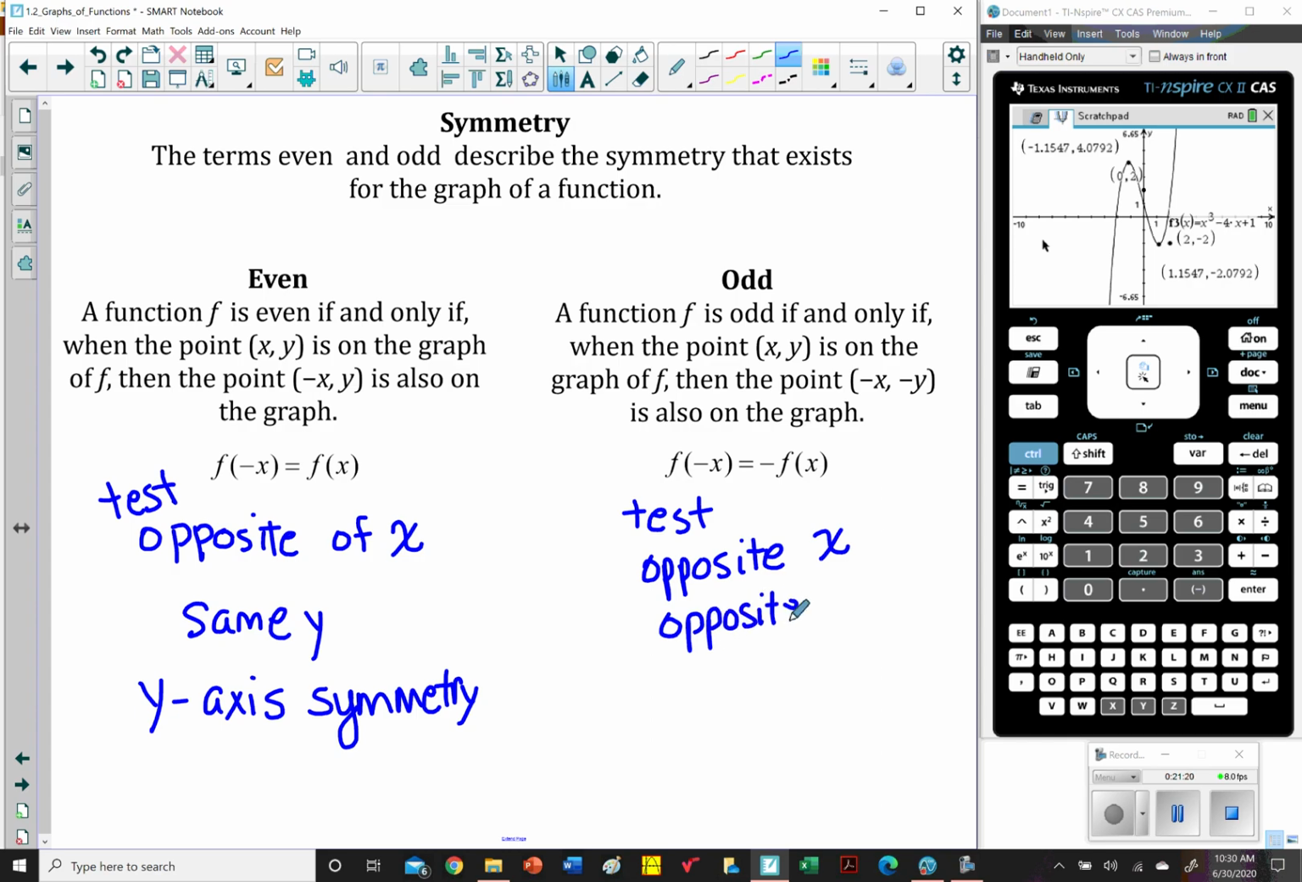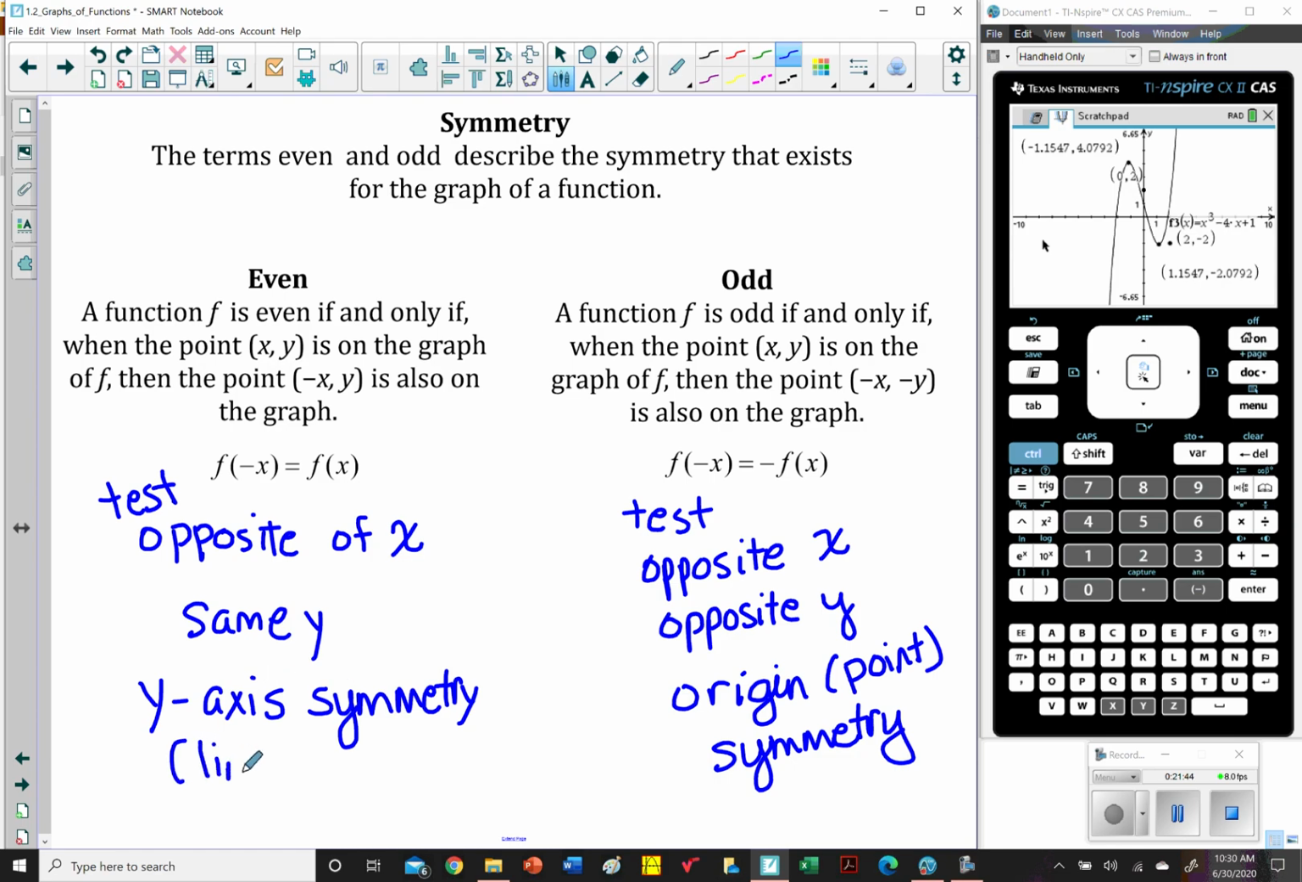If that happens, then you have origin symmetry. This one's called rotational symmetry. This one's reflective symmetry. So origin symmetry, we're symmetric about a point. That's the origin. Where this is symmetric about a line, the y-axis. That's reflective.